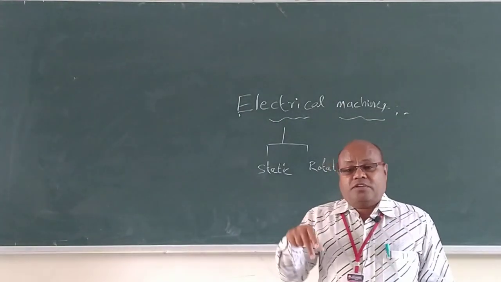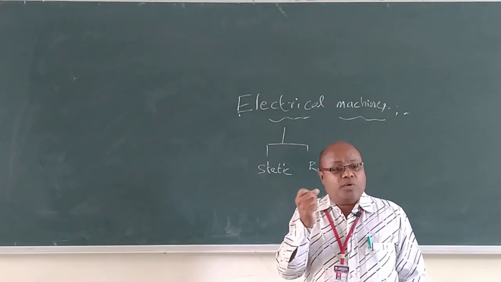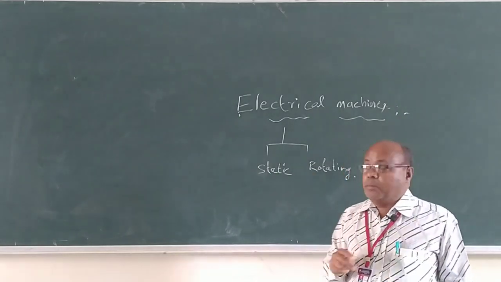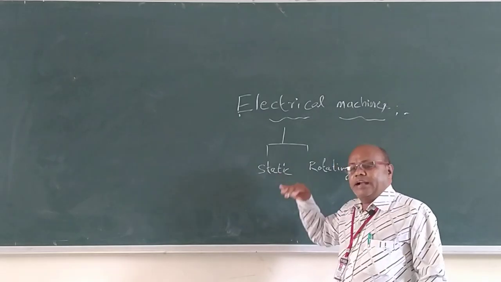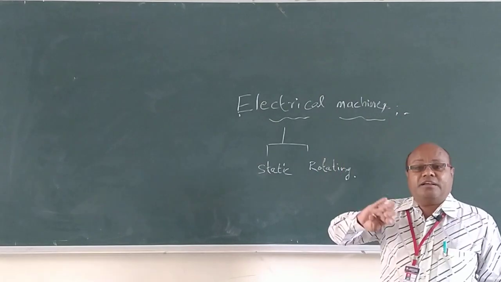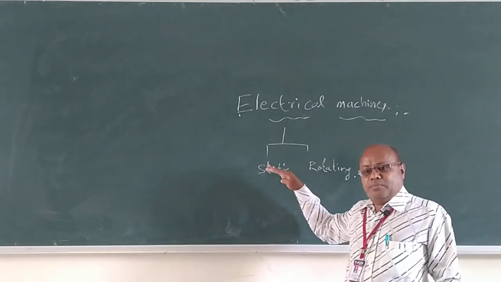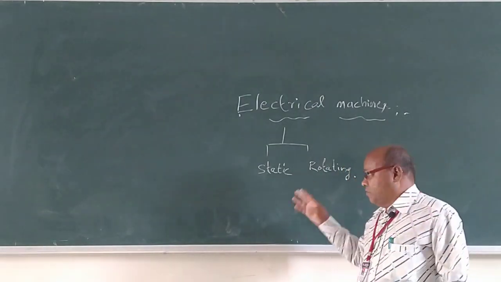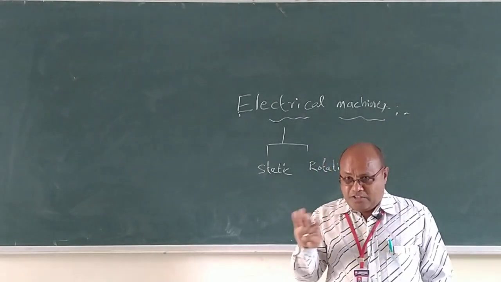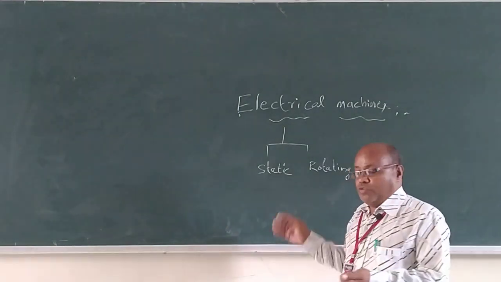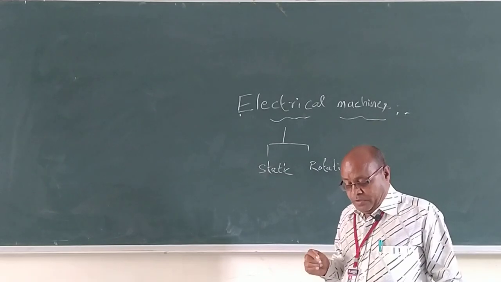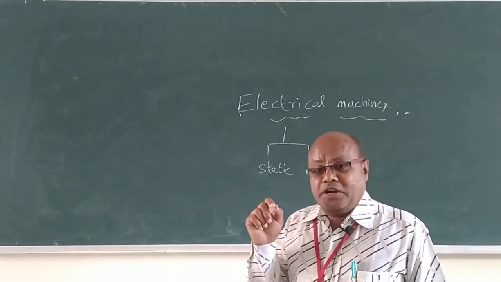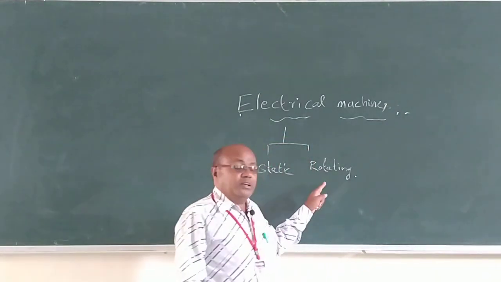Now, whether static or rotating, these machines will either transfer the energy or convert the energy. One thing to remember: if it is a static electrical machine, it only transfers energy from the same energy to the same energy. But a rotating electrical machine will not only transfer, it will also convert. Two possibilities are available in rotating electrical machines. So these are the two widely available types of electrical machines, static and rotating.